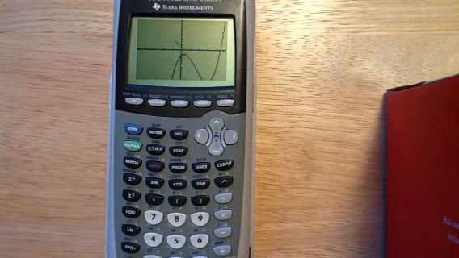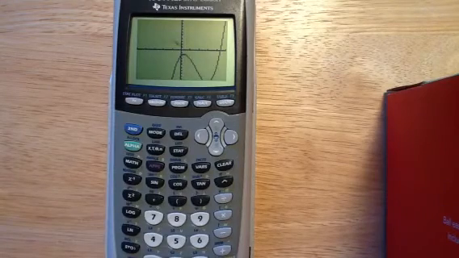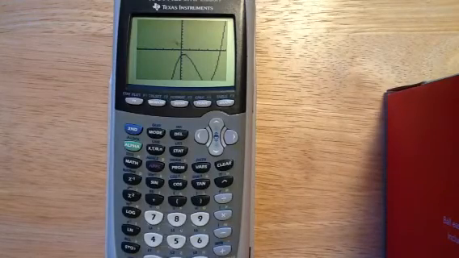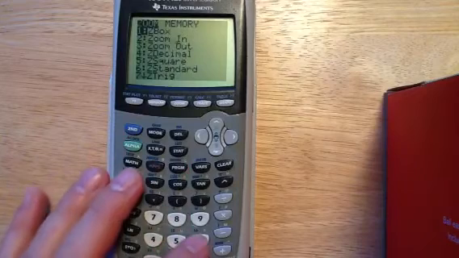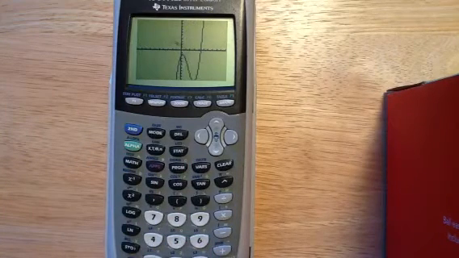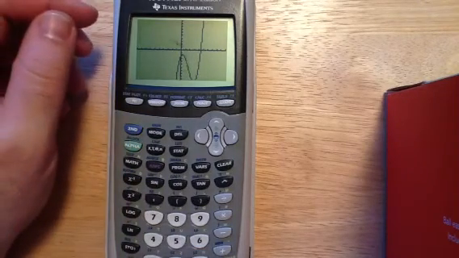Now, we can see most of it. You can tell that there's a little piece down at the bottom of that, right around here, that we can't see, so I could adjust my screen. Now, a lot of the times, if you just press zoom and go to 6, that's your standard window, it's going to show you from -10 to 10, both x and y. And again, I don't get down as low as I need to.